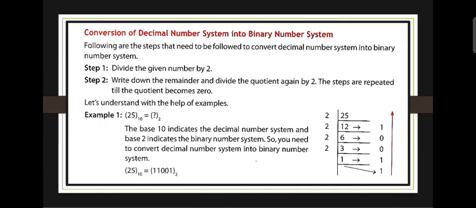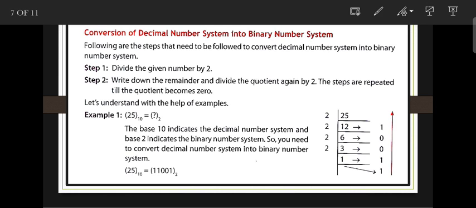Now, this is the most important part of this chapter: conversion of a decimal number into a binary number. That means we convert a decimal number into a binary number, and you have to follow some rules. First, step 1: divide the given number by 2. Why 2? Because the binary base is 2, so we need to divide the number by 2.